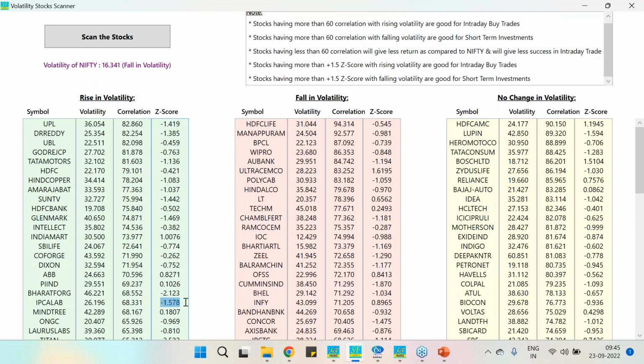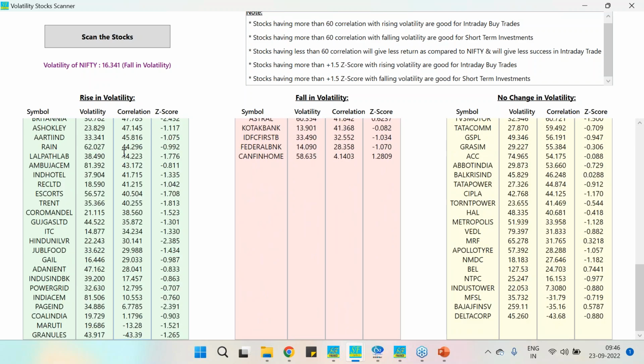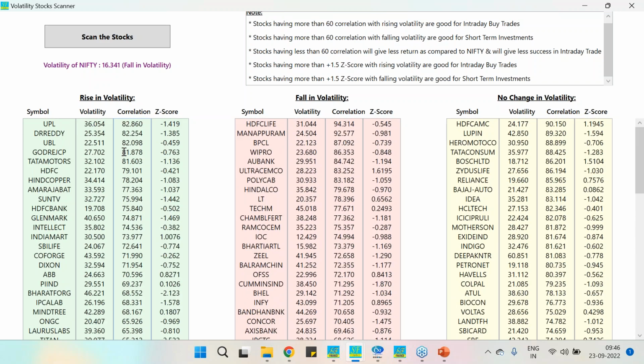It is here negative. So these stocks are good for intraday selling. So rising volatility, negative Z score is good for intraday selling. Rising volatility, positive Z score, good for buying. So this tool solves your second problem: this scanner has filtered out the stocks which are best suitable for your sell trade and buy trade in intraday.